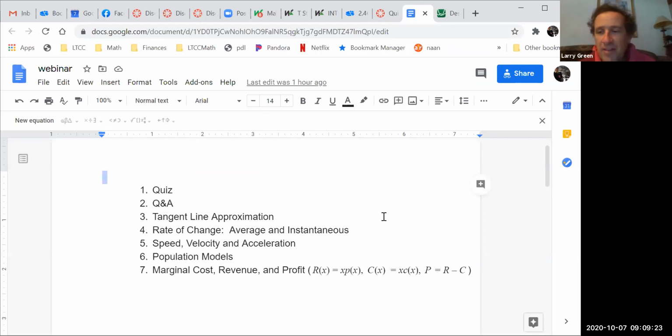And are there any questions about anything? Hopefully you're all getting good at the product rule and the quotient rule. And the power rule, of course. Any questions? Okay, if there's no questions, let's start talking about this next section. And the next section starts out with the tangent line approximation.